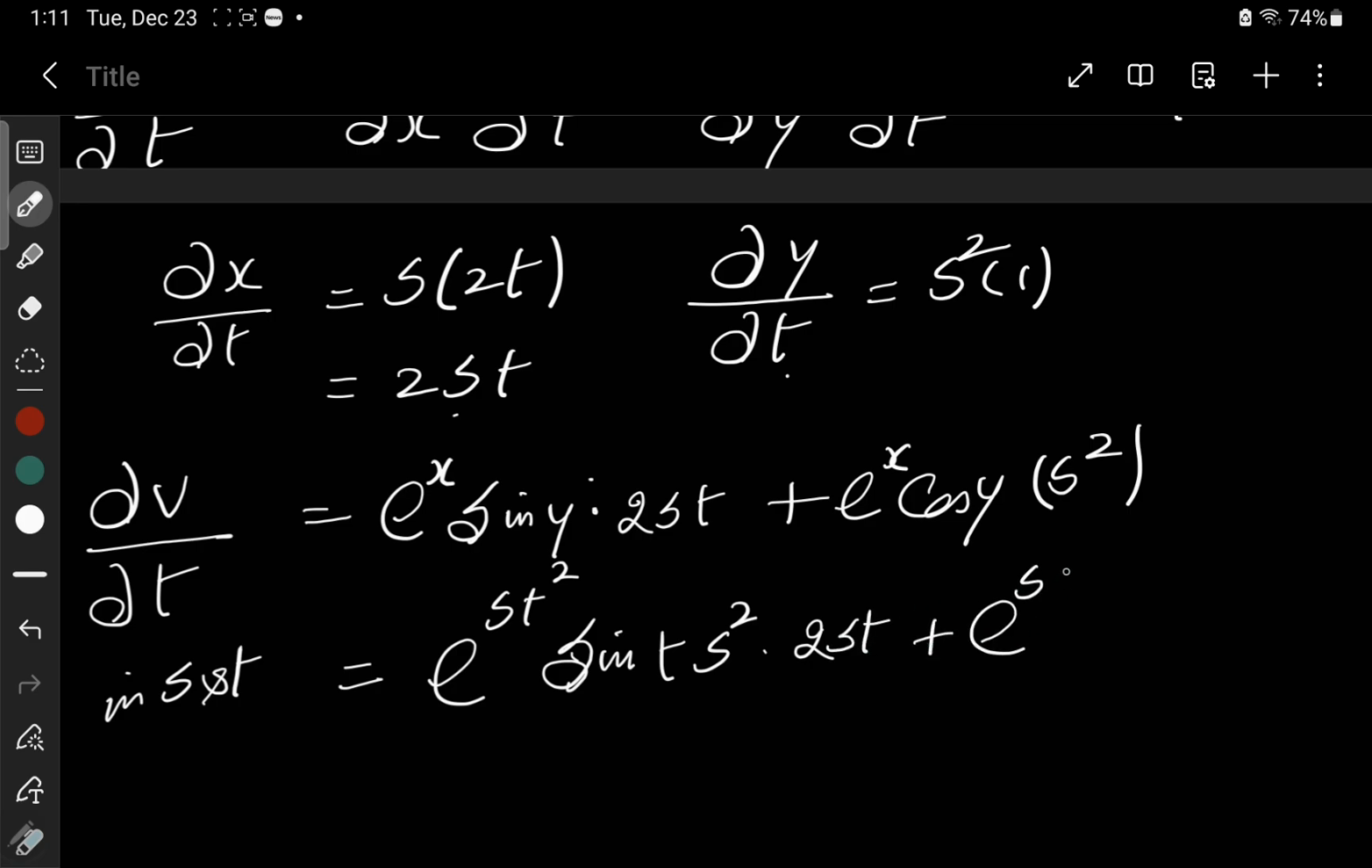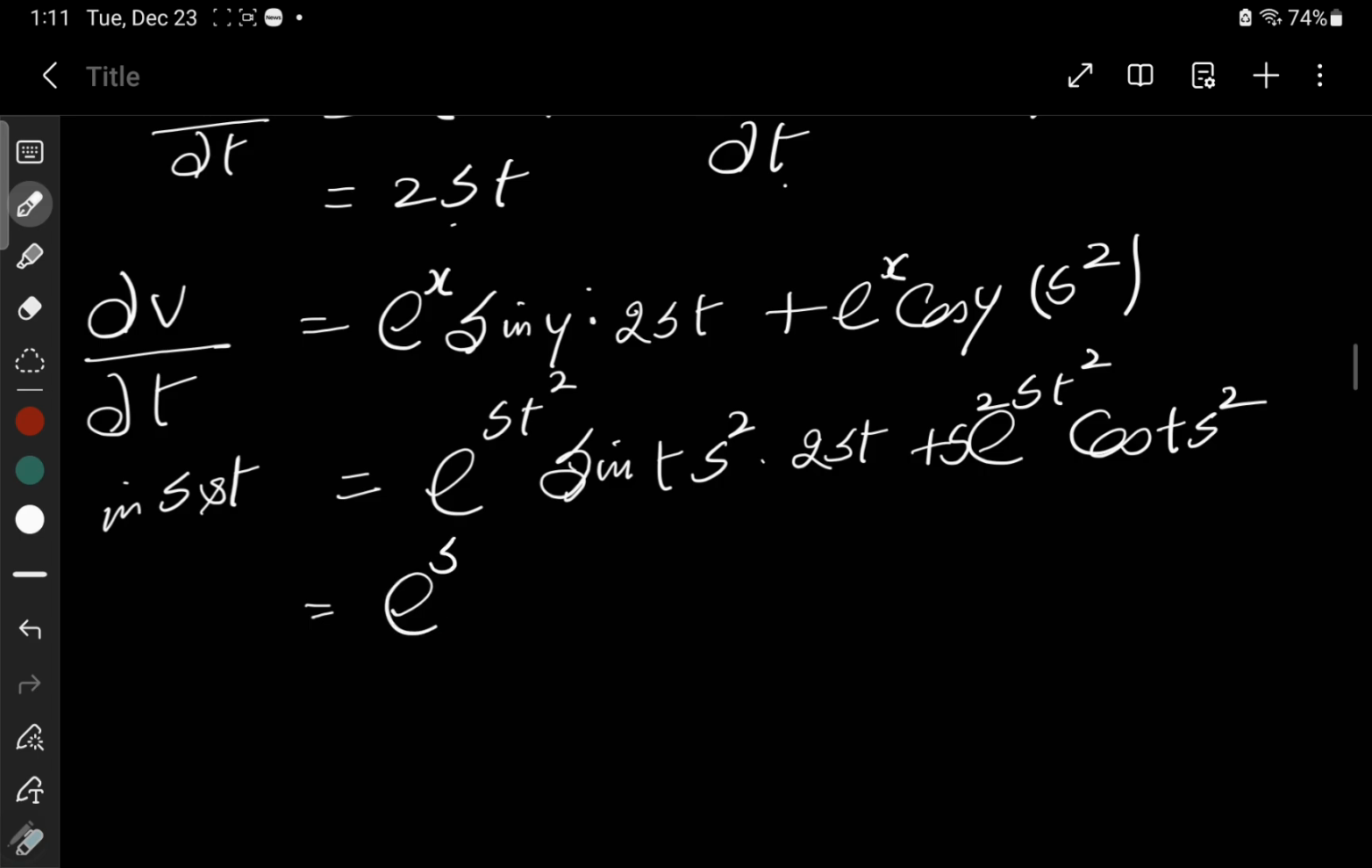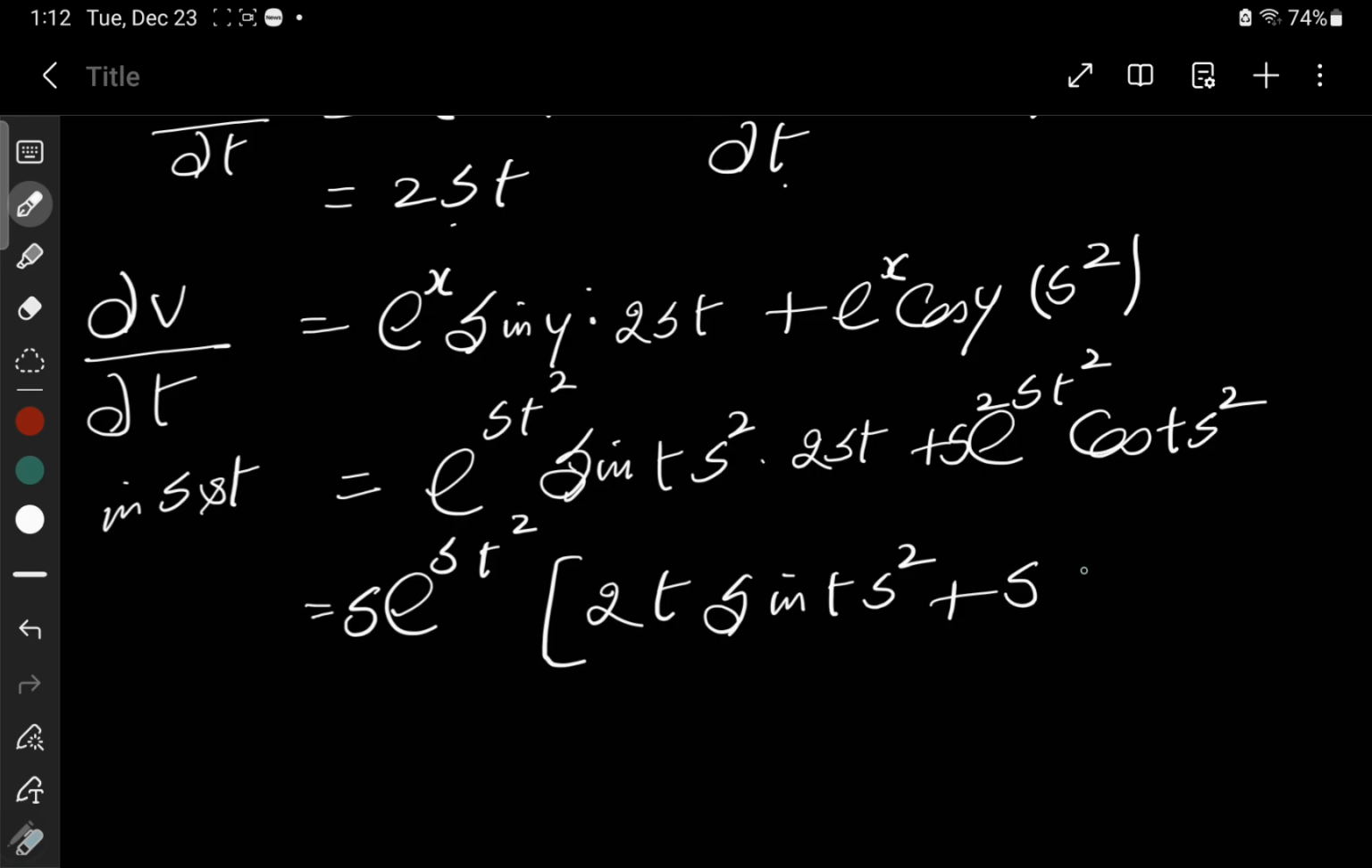again e^(st²) cos(s²t) into s². So e^(st²) is common. Then one s is common, let me take that also outside. So remaining term is 2t sin(s²t) plus one s outside, so you will get s cos(s²t).